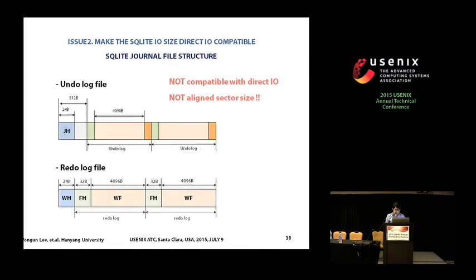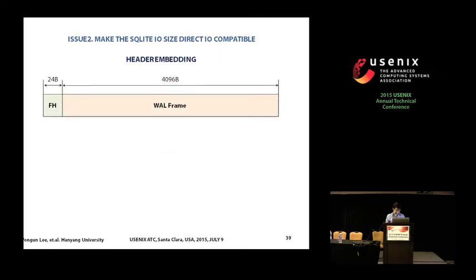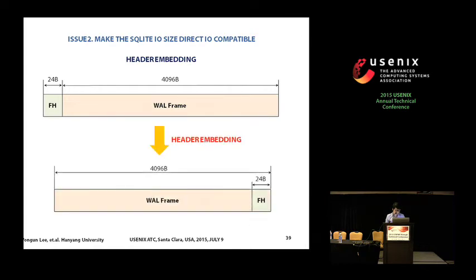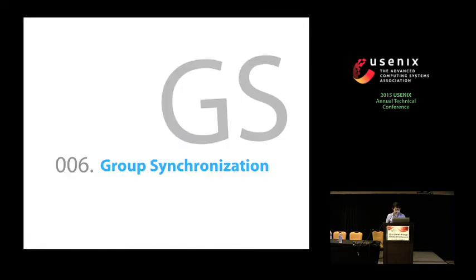But the problem is that in SQLite, neither the WAL log nor the undo log structures are compatible with direct I/O, and they are not sector and block size aligned either. In order to solve the problem, we implemented the header embedding scheme in the WAL log structure. We placed the frame header at the end of a WAL frame.